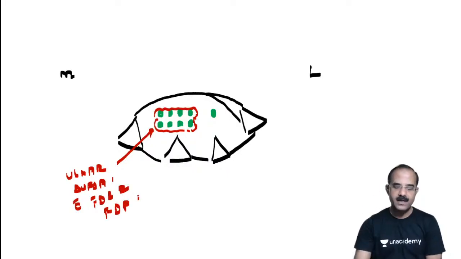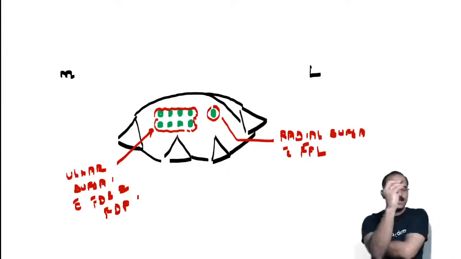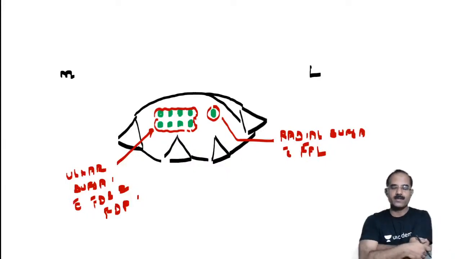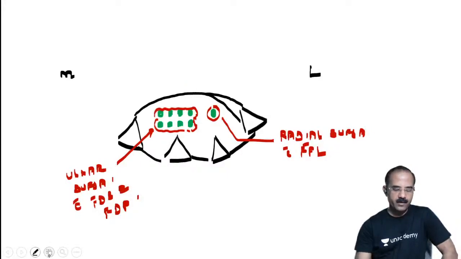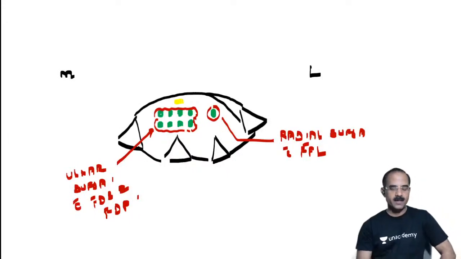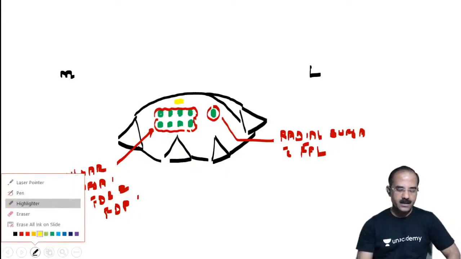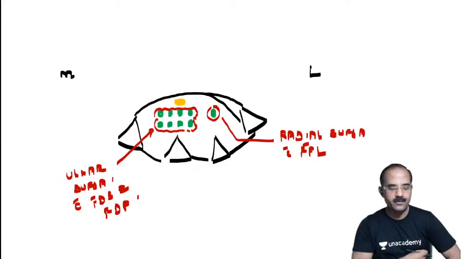This is how I write it. And there's a bursa which encloses the tendon of flexor pollicis longus. What's that? Radial bursa. That's a radial bursa with flexor pollicis longus tendon. Right. Now, between the ulnar bursa and the flexor retinaculum, there's a nerve here. What is this nerve which passes between the flexor retinaculum and the ulnar bursa? That's the median nerve.